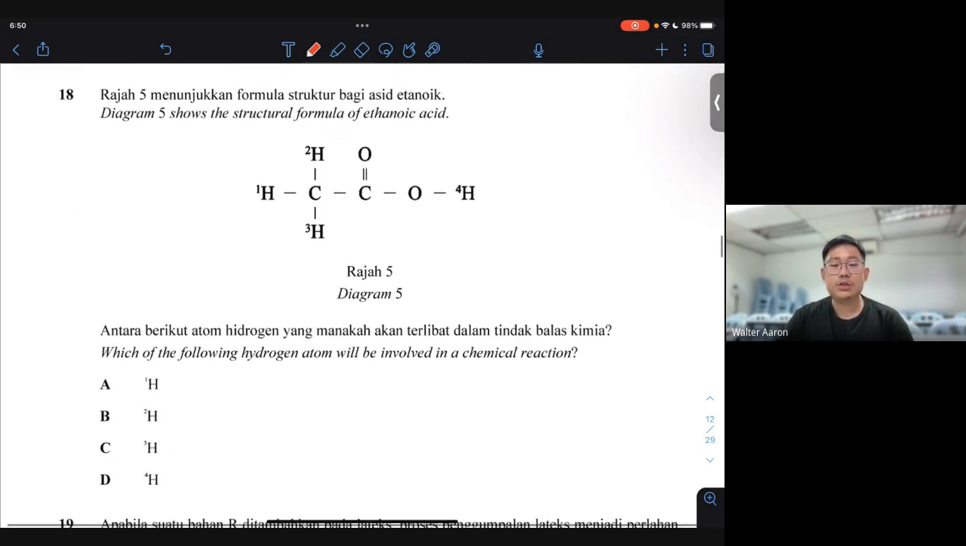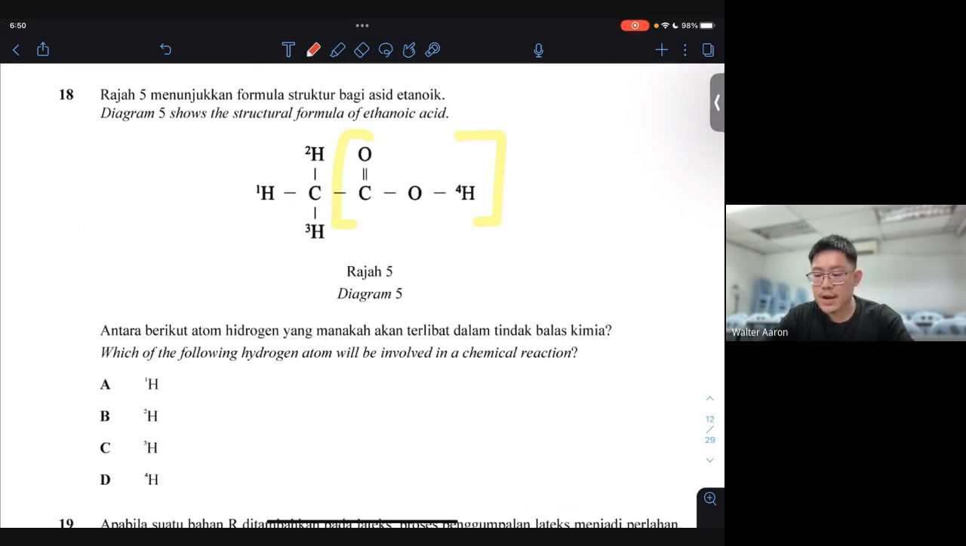18, diagram 5 shows the structural formula of ethanoic acid. They even number the atoms for you. So which of the following hydrogen atoms will be involved in a chemical reaction? Normally you can see this is the ethanoic acid. So you can see here, this is the functional group of ethanoic acid, right?